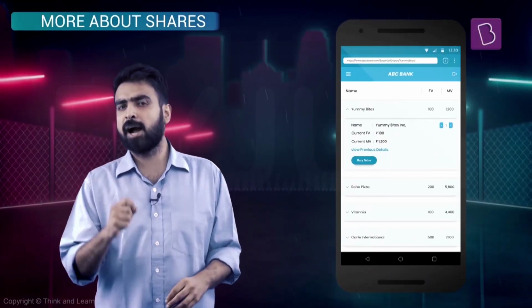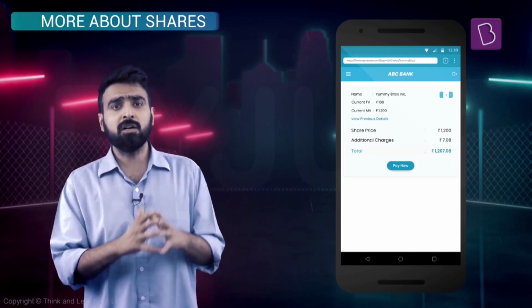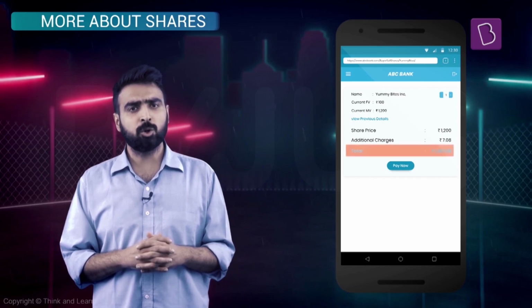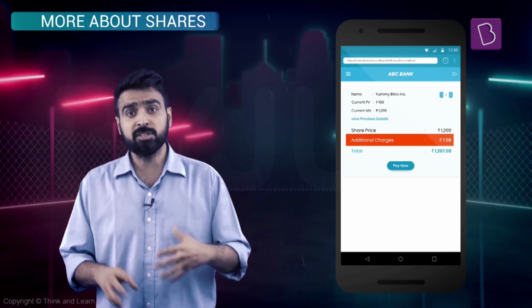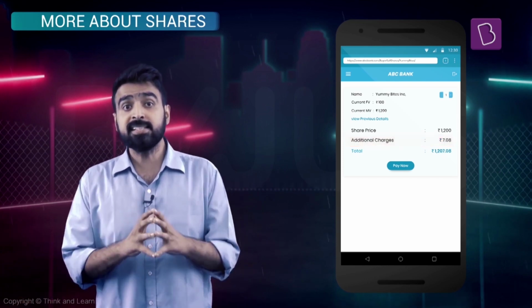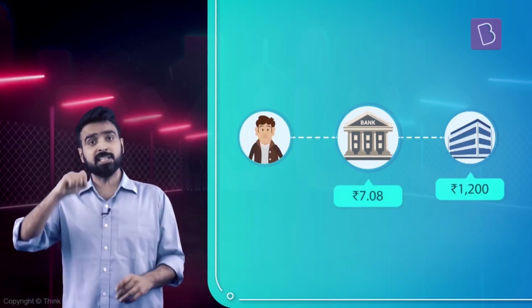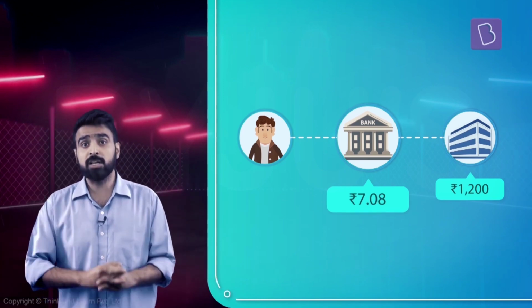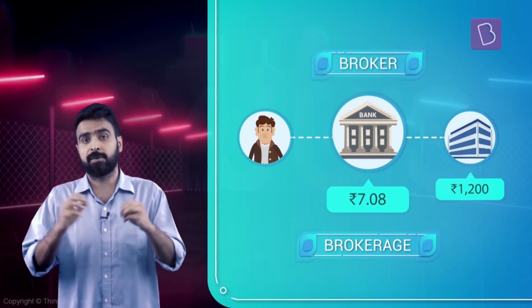Let's go ahead and buy one share. So we buy one share of Yummy Bites. It is for 1200. But why does it say I need to pay 1207.08? What are these additional 7.08 rupees? These 7.08 rupees are charged by the bank for letting you access the stock exchange. Everybody is in for money, right? So why would bank not charge anything? Well, this amount is called brokerage, and the bank is called a broker.